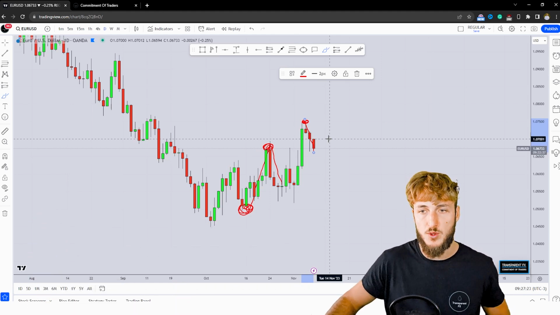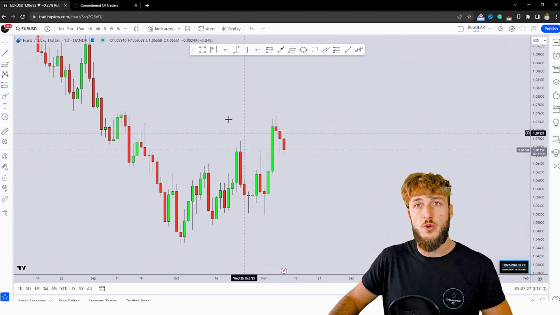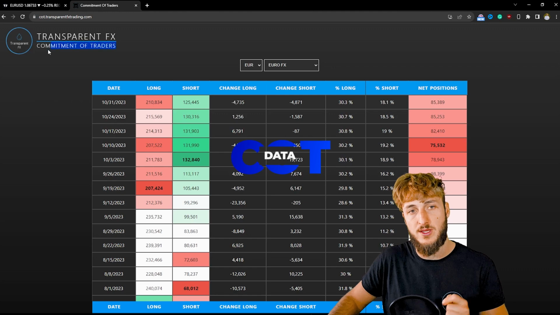Now, continuing here with our analysis, before I continue here with the technical side, I first want to go and see what we have when it comes to the commitment of traders.